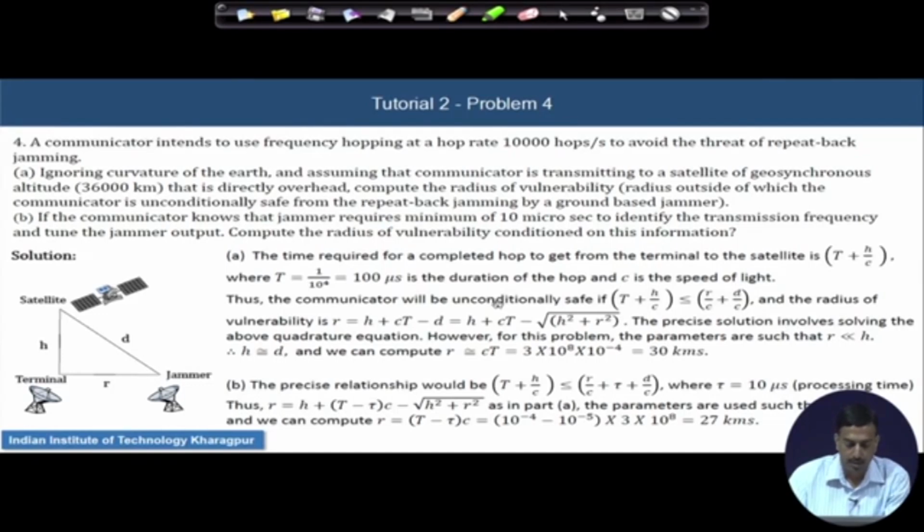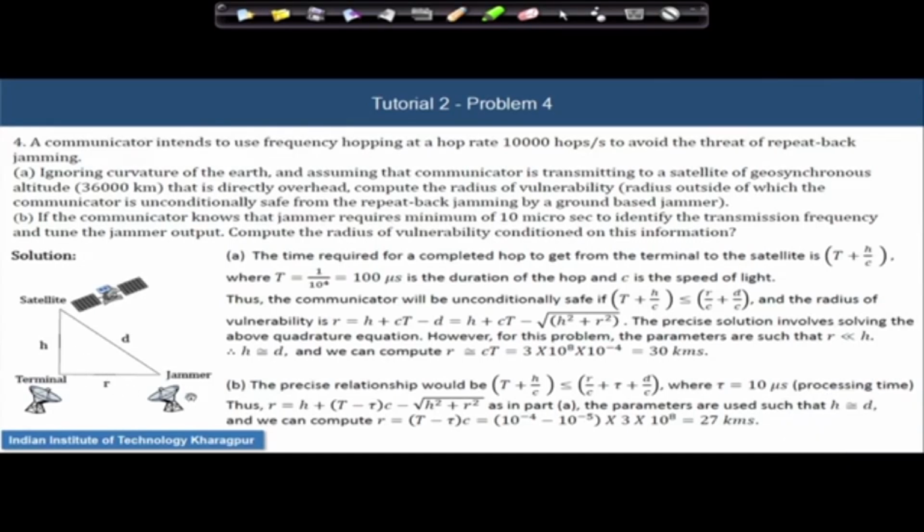So this communicator will be unconditionally safe from the jammer, provided that the time required for communication between the terminal and the satellite is less than the time required for the jammer to obtain the information from the terminal and then jam the signal at the satellite receiver. That is what is formulated in this expression: t plus h by c less than or equal to r by c plus d by c.